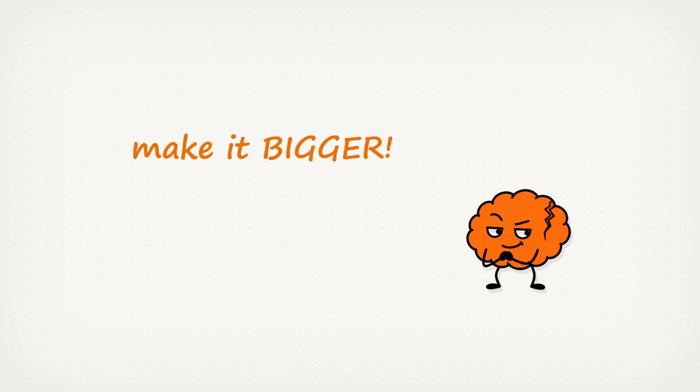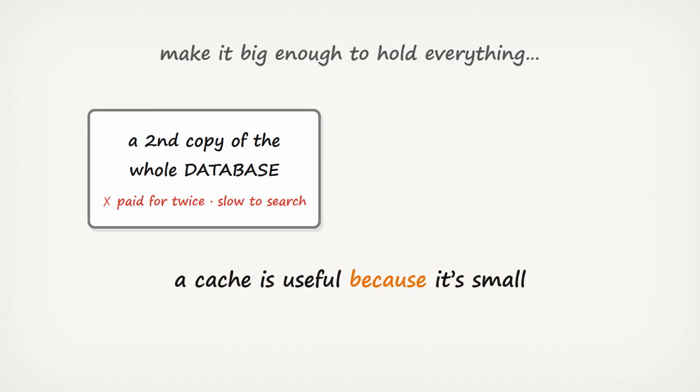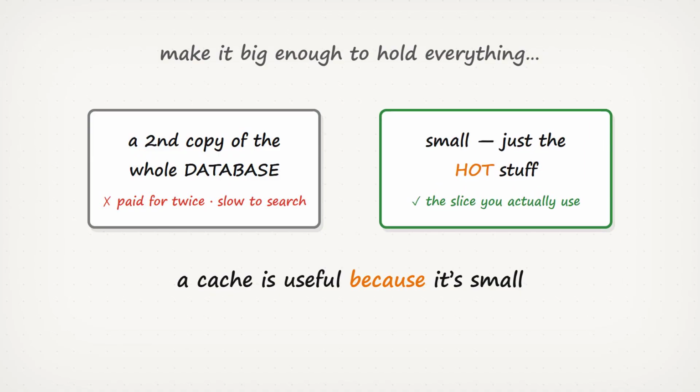Fine, make the shelf bigger, buy more memory. Then it stops being a cache. Make it big enough to hold everything, and you've just built a second slow copy of the whole database, paying to store it all twice, and it gets slow to search too. A cache is useful because it's small. Small means it holds only the hot stuff, the small slice you actually use.